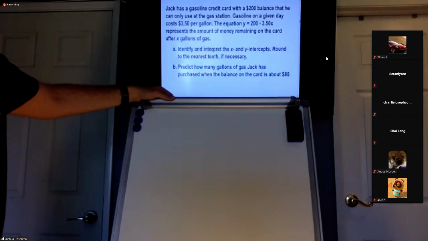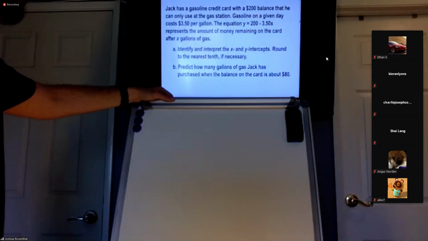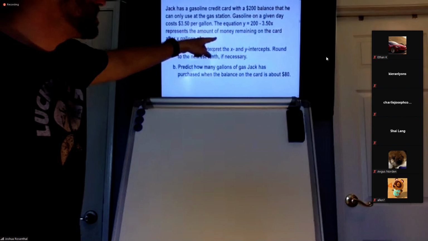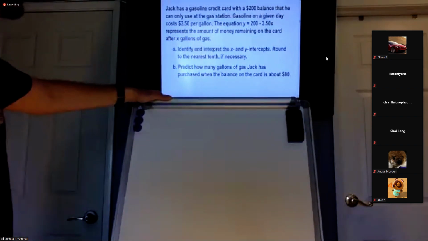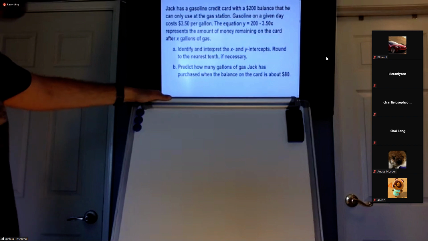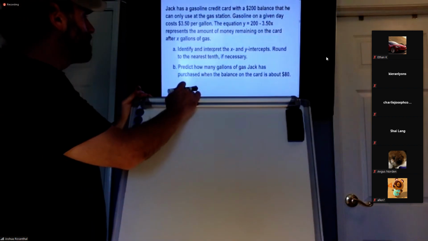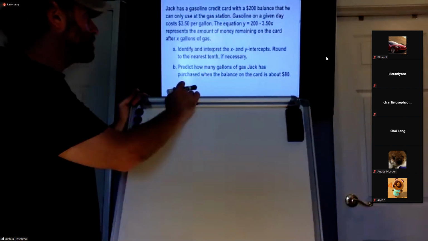So I'm feeling like this is going to be an inequality. Greater than or equal to 200. Maybe it's not an inequality because I'm looking ahead. I see an equation. Gasoline on a given day costs $3.50 per gallon. That's cheap. Well, it's actually cheaper now than that. That's what it was when I wrote the problem.